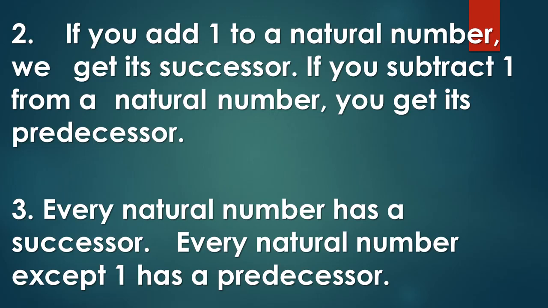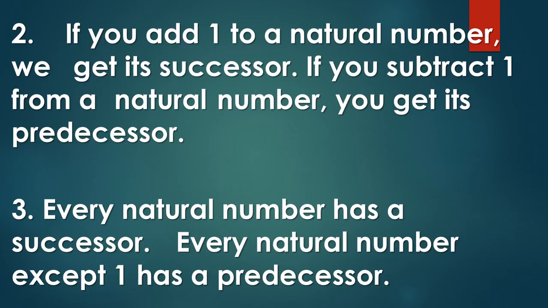Every natural number except 1 has a predecessor. It means 1 does not have a predecessor, because if we subtract 1 from 1, we get 0, and 0 is not a natural number. So we do not have a predecessor of 1. Other than 1, every natural number has a predecessor.